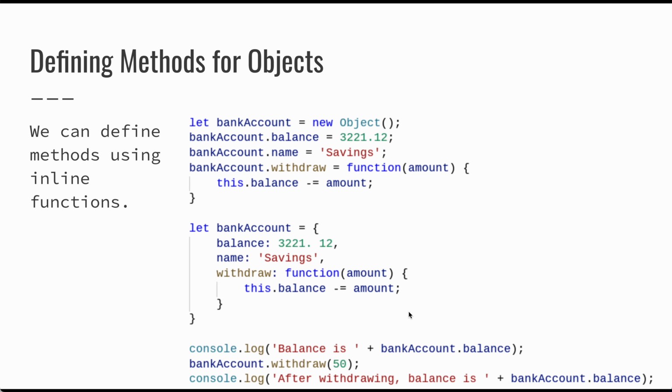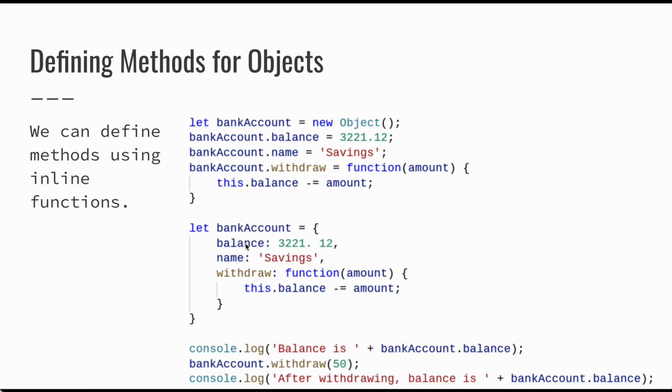You can also define methods for objects, and again, there are several different ways to do this. In the first example at the top, we can define a withdraw function. So bank account.withdraw is just going to be a function, and it's going to have a parameter of amount, and you can see how we're implementing the body of that function. So we can define functions on the fly like this, and we can assign a variable to a function, and then we can give it a different name.